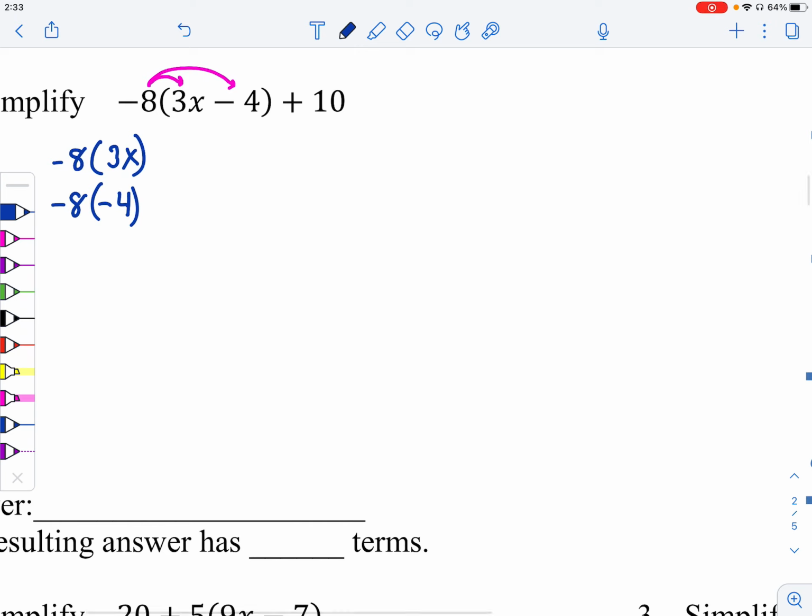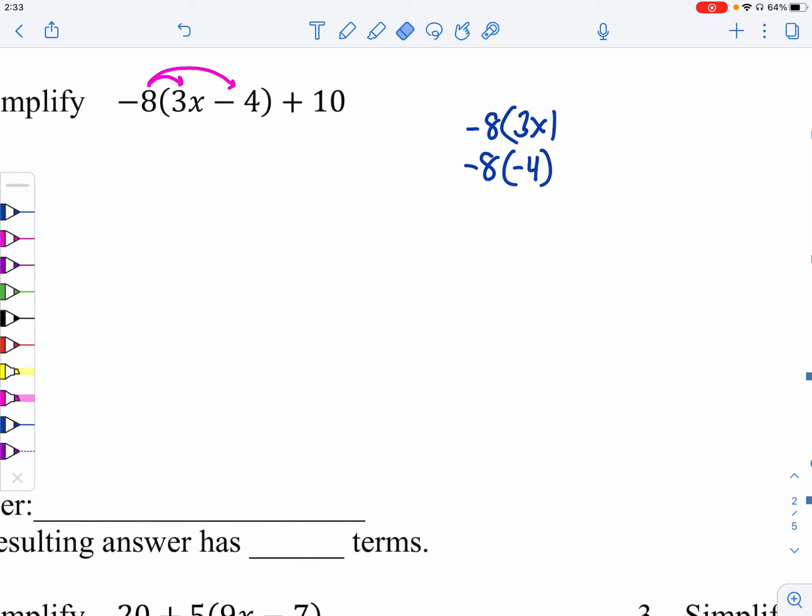Okay? So let's write on the side. I'm going to write it up here. So negative 8 times 3x, negative 8 times negative 4. Need some space. Okay, then we multiply. So negative 8 times 3 is negative 24 with the x's. Negative 8 times negative 4 is positive 32.